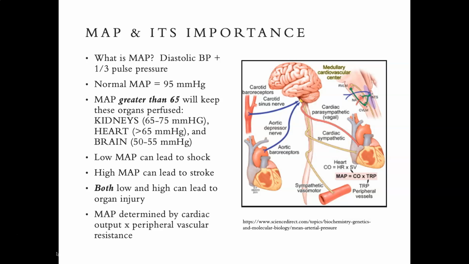MAPs greater than 65 keep your organs perfused, meaning that they keep the oxygenated blood flowing to your kidneys, heart, and brain. When your MAP falls less than that, it can lead to shock. When it gets way too high, it can lead to stroke. So you can see why you want to keep it in a normal range.